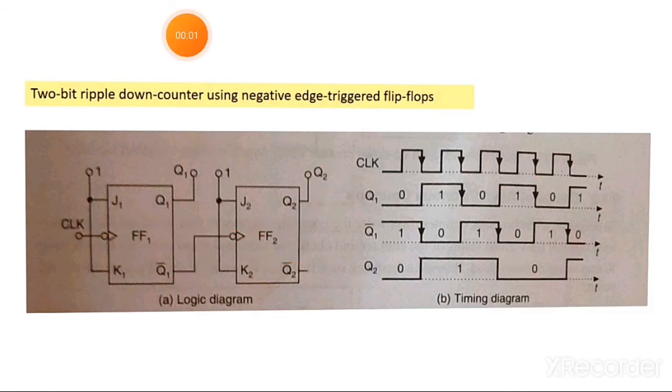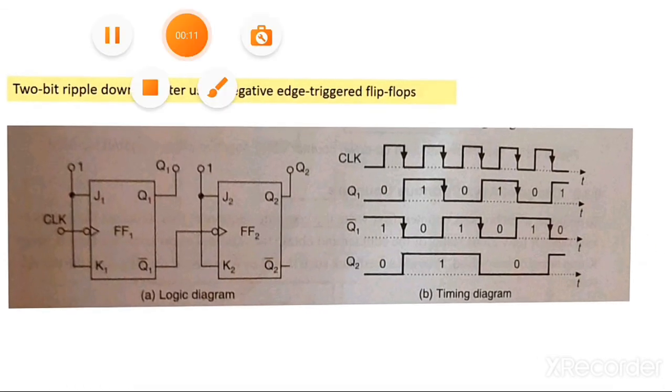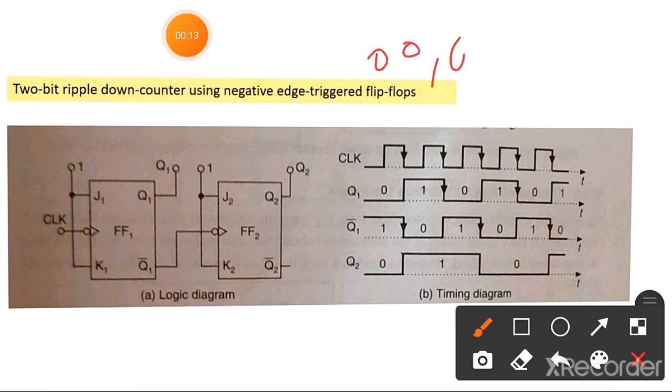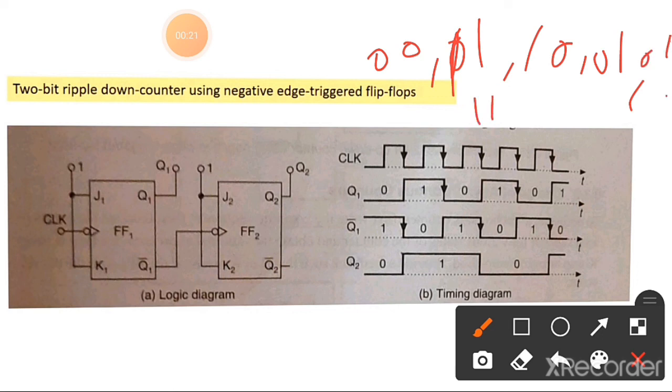For the subsequent clock pulses, the counter goes through the same sequence of states. That is, the counter counts in the order 0 0, 1 1, 1 0, 0 1, and 0 0 again, 1 1, etc.